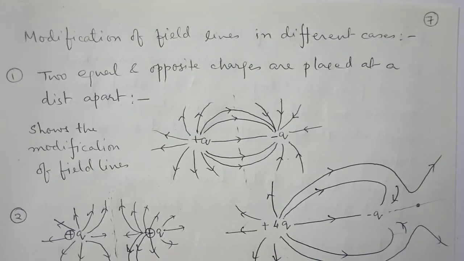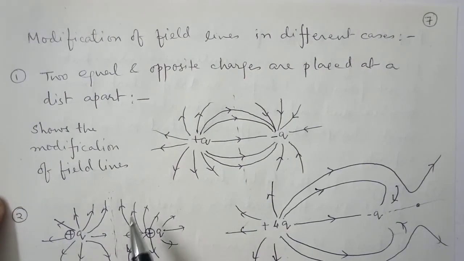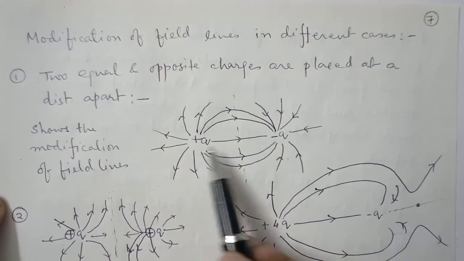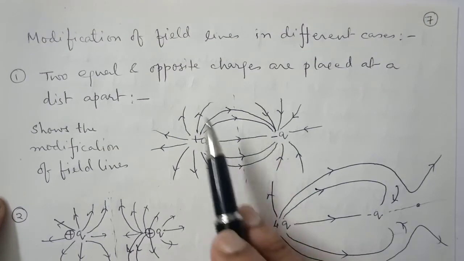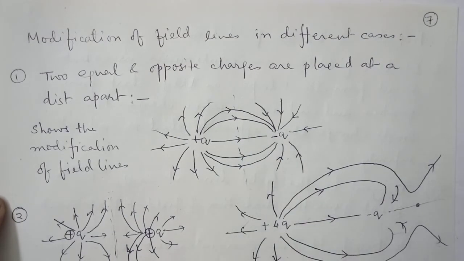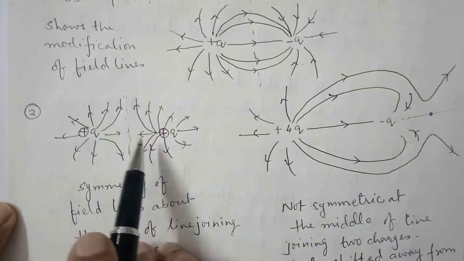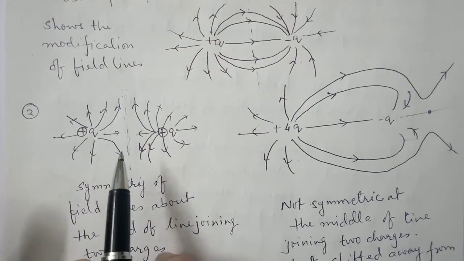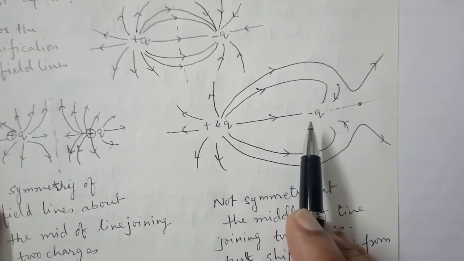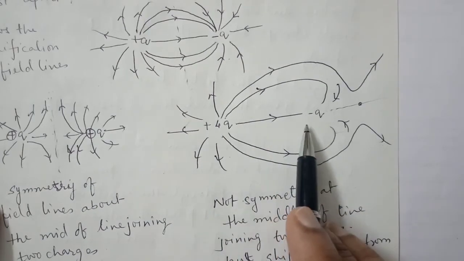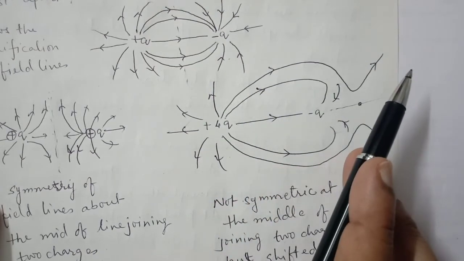So we are going ahead with modification of field lines in different cases. If two equal and opposite charges are placed close to each other, then the field lines get modified like this. If two charges are equal and of the same sign, the field lines get modified in this manner. Third case, if the two charges are not equal, one positive and another negative, one with magnitude 4q and another with simply the magnitude of q, now the field lines get modified like this.